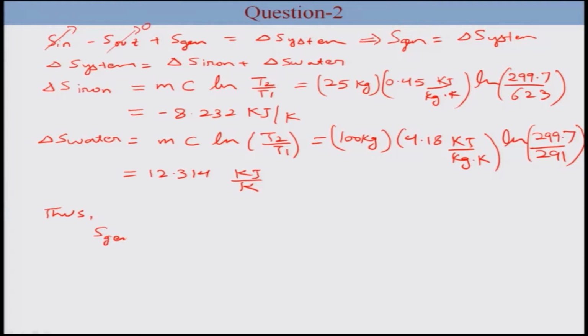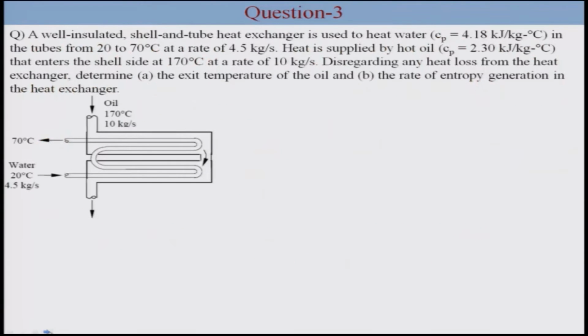So, this will give S gen, which is equal to change in entropy of the system, which is equal to delta S iron plus delta S of water. So, minus 8.232 plus 12.314, and this is equal to 4.08 kilojoule per Kelvin. Moving on to the next question.